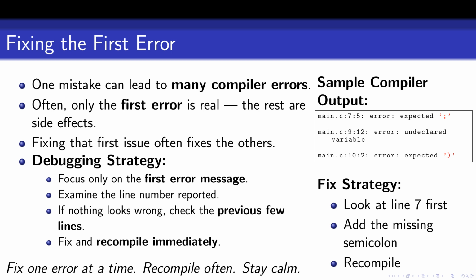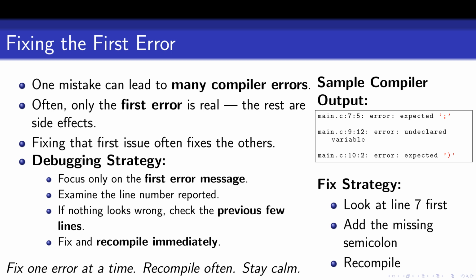A useful strategy for dealing with compiler errors is to focus on the first one. When your program has a mistake, the compiler might produce a long list of errors. But in many cases, most of those errors are just side effects of the very first mistake. For example, missing a semicolon early in your code might confuse the compiler so much that it reports errors in the next 10 lines. Don't let that overwhelm you.